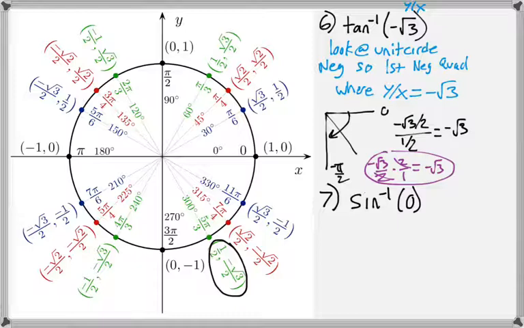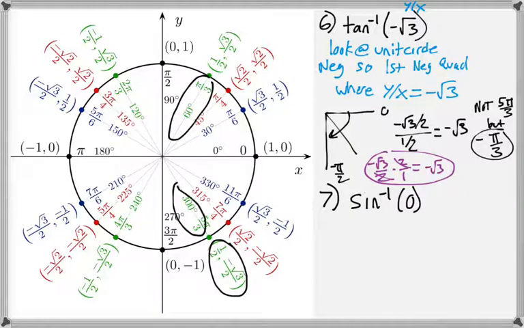So my answer is not 5 pi over 3, but it's going to be negative pi over 3. So up here it's positive pi over 3, down here it would be negative pi over 3.